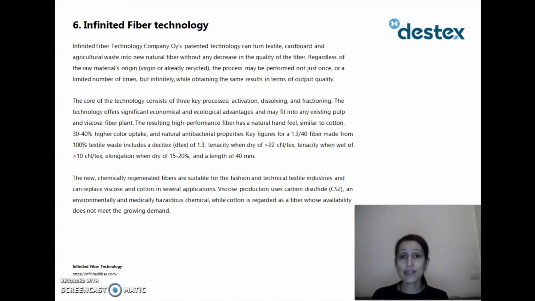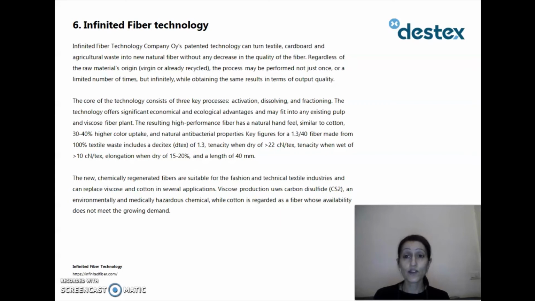And next is a patented technology which can turn textile, cardboard, and agricultural waste into new natural fiber without any decrease in the quality of the fiber itself. Regardless of the raw material's origin, the process may be performed not just once or a limited number of times, but infinitely, while obtaining the same results in terms of output quality.